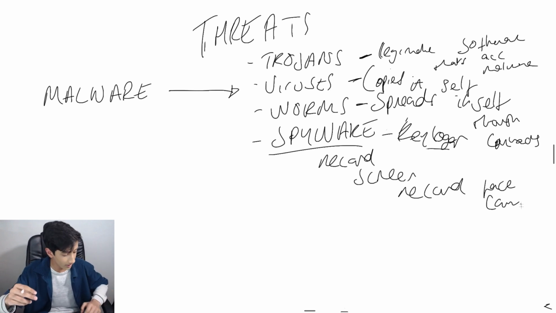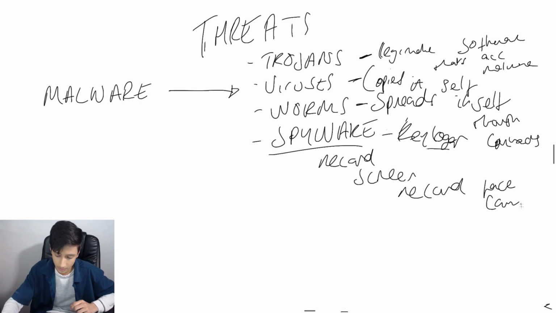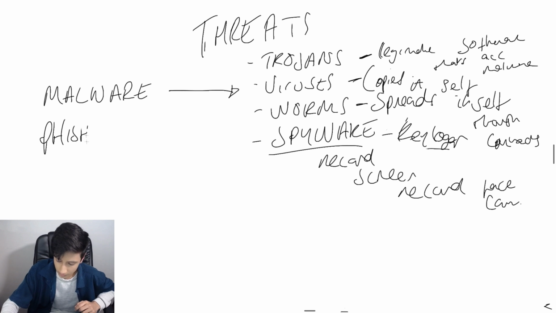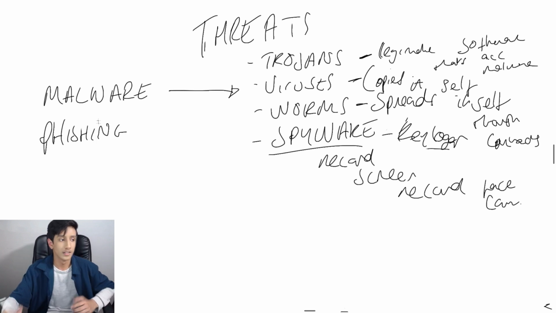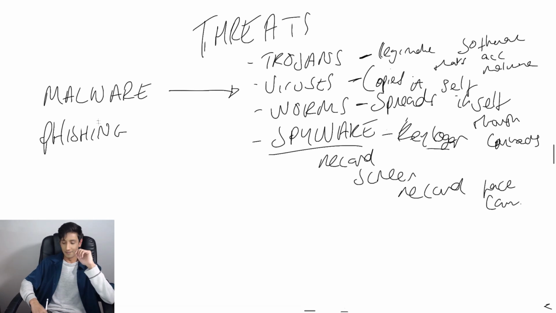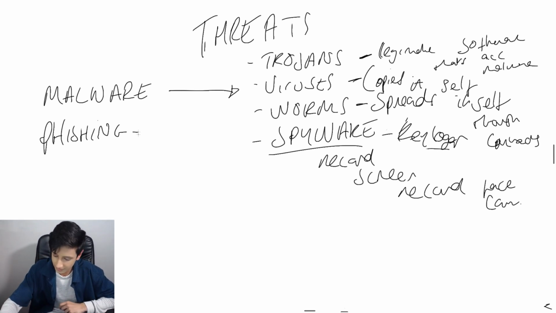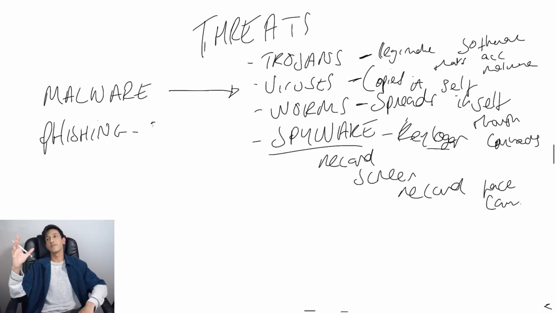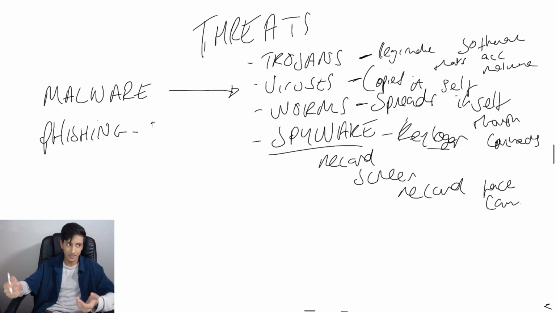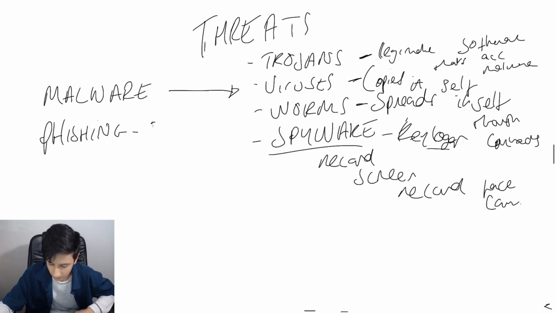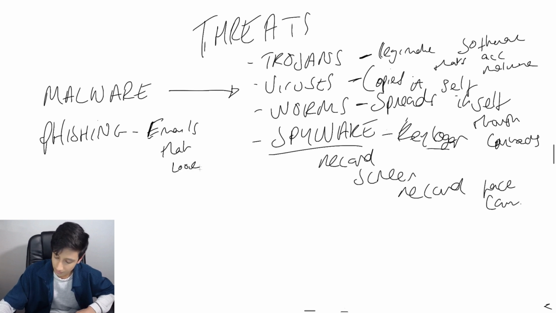And another threat is phishing. These are threats to a computer network, by the way. Phishing is basically receiving emails that look to be from legitimate sources, but actually are not. So yeah, that is emails that look fishy.